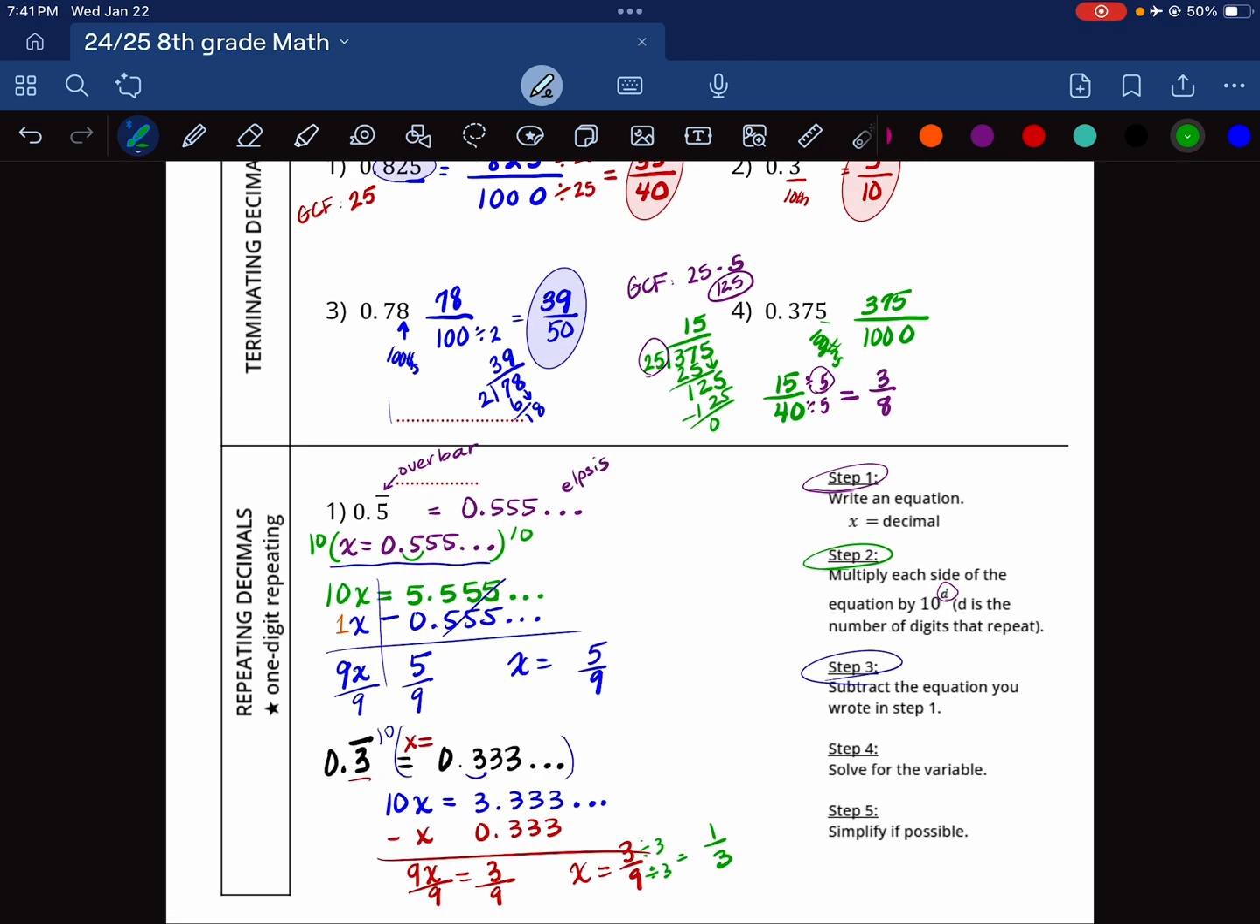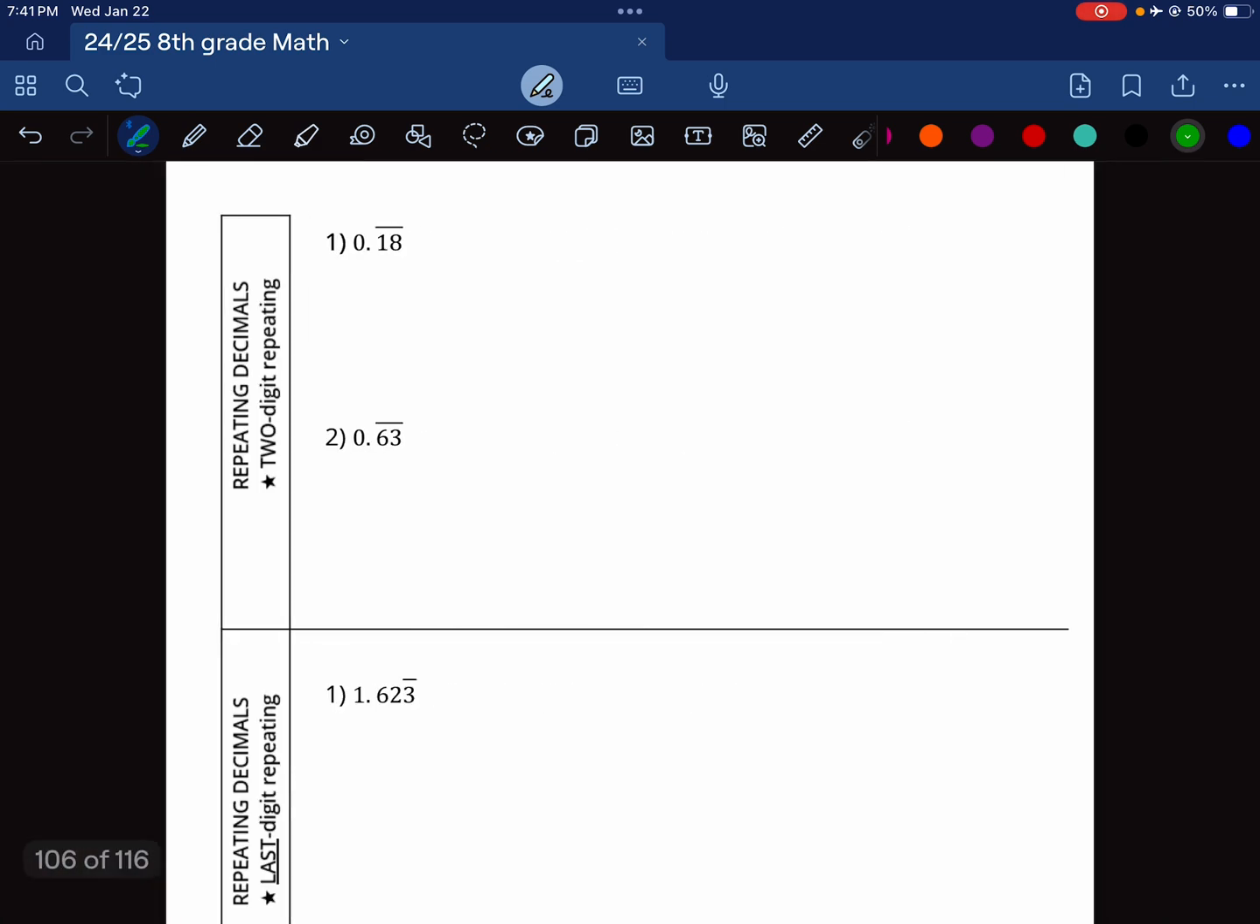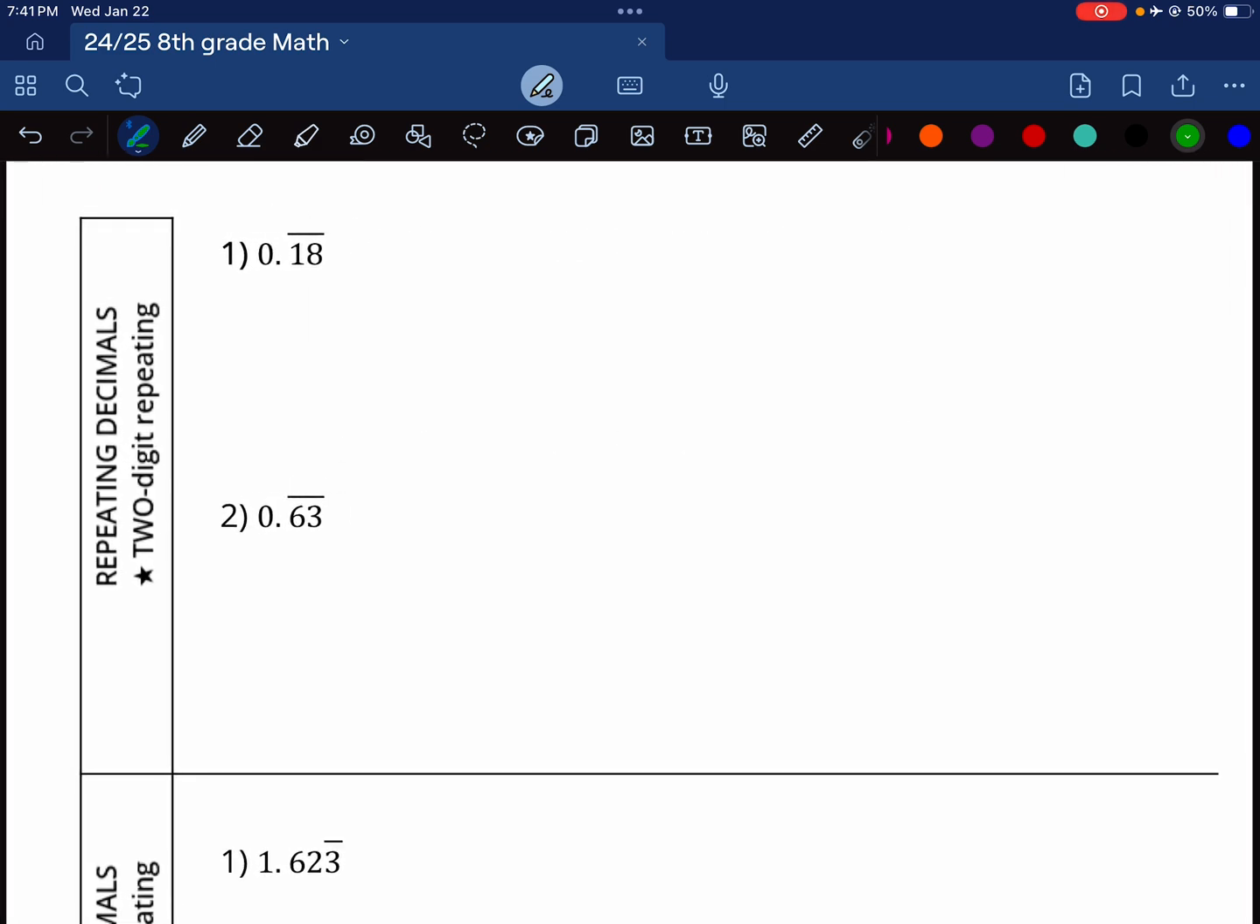Next, I want to go ahead and turn the page. We're going to talk about repeating decimals with 2-digit numbers. In our first one, we had 0.5 repeating, in the tenths place. Well, the final number here is in the hundredths. So we have to take that into account as we do this. Just like we did on the first one, I'm going to expand this and set it to x. We're going to take the overbar away and put the ellipsis.